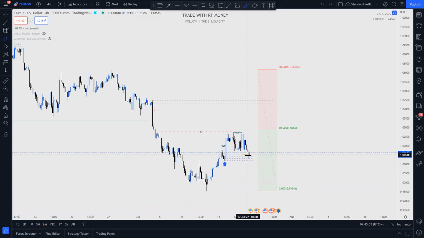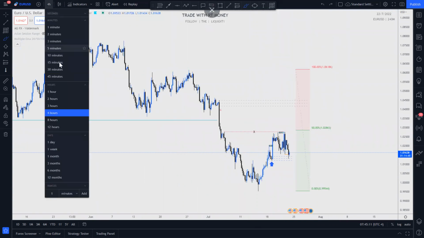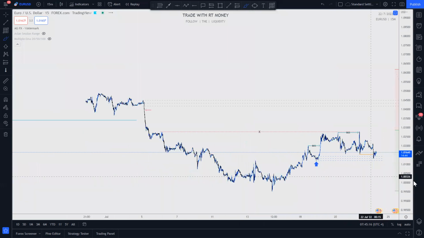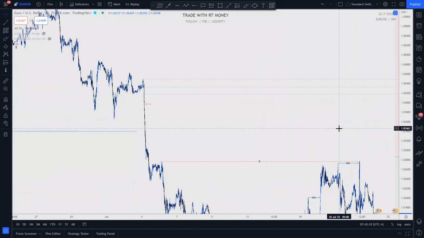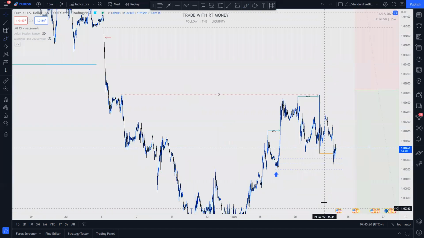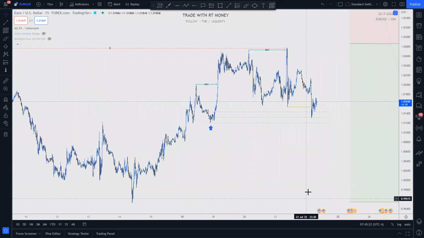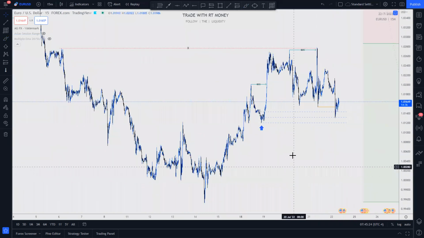The high probability trade is when you see, well, let's go down to the 15. I'm talking too much about the 4. Let's go down to the 15 and take a look, shall we? I want you to see how I'm reading what price is giving us. We've taken liquidity here.